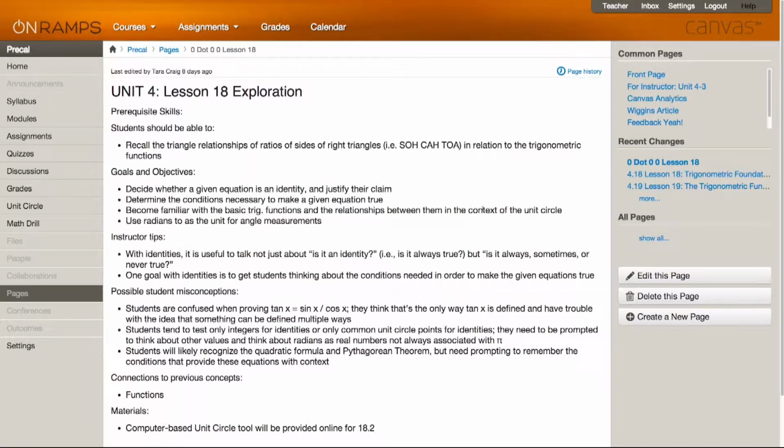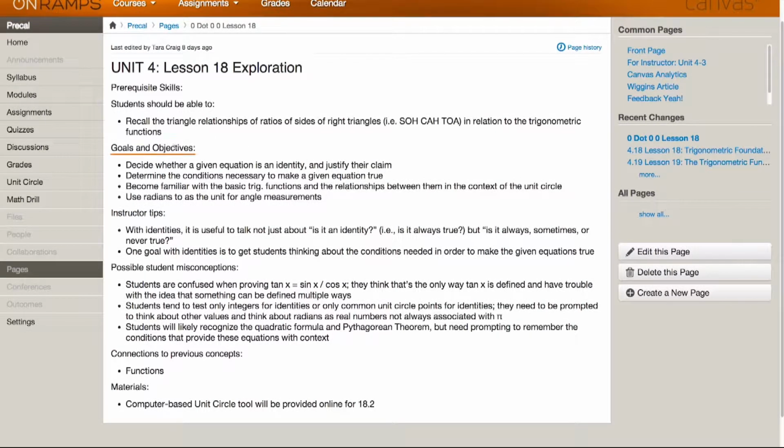The teacher support lesson helps the teacher prepare for Lesson 18. It includes the student goals and objectives for this lesson, instructor tips, a few possible student misconceptions, and a list of needed materials for conducting this lesson in the classroom. You can see here that Lesson 18 uses the unit circle tool. Therefore, the teacher would need computers available to students for this lesson.